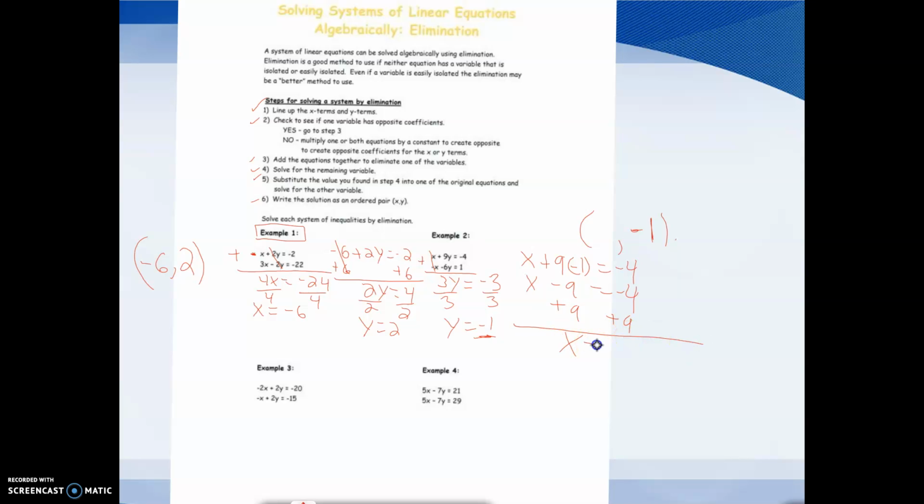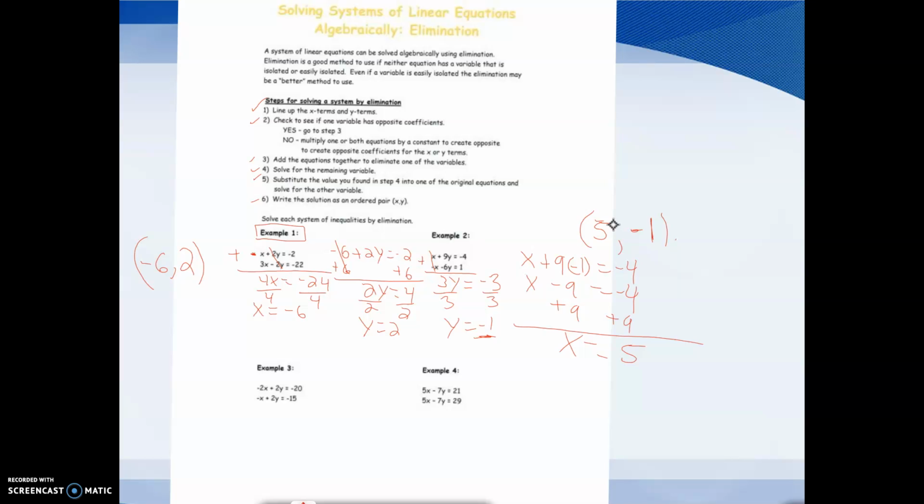And x is going to be what, 5? All right. And again, we want that in an ordered pair, right? Okay. That's all there is to it. Now, let's take a look at the next one.